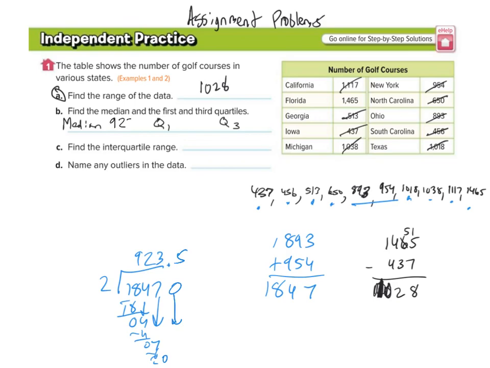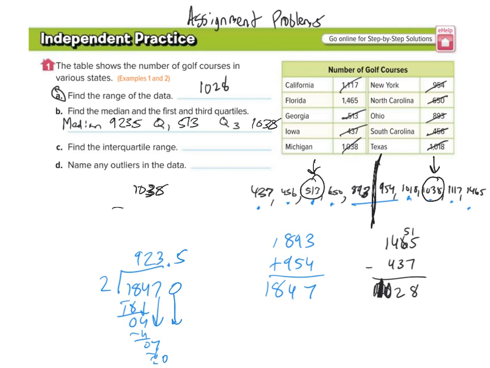So put 923.5. Okay, remember when we had 2 middle numbers, then we split it right between those 2 middle numbers? What's the middle lower number? Our quartile 1. Can you see that this is the middle lower number? 513. What's the middle upper number? Right here, 1038. Okay, so find the interquartile range. Do you remember how we do that? We take this upper middle one minus the lower middle one. So let's do that.